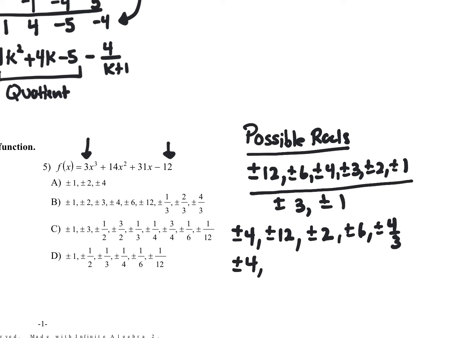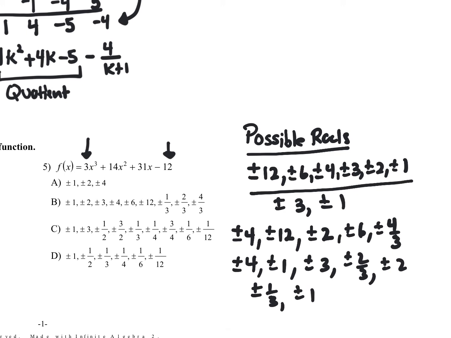3 divided by 3, that's plus or minus 1. 3 divided by 1, that's plus or minus 3. 2 divided by 3, plus or minus 2/3. 2 divided by 1, that's 2. And then we have 1 divided by 3, plus or minus 1/3. And then we have 1.